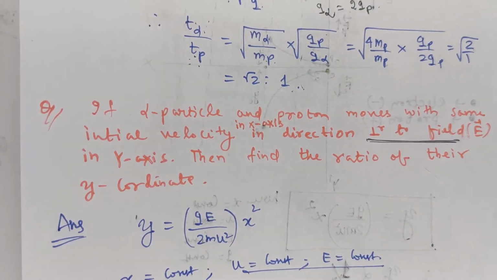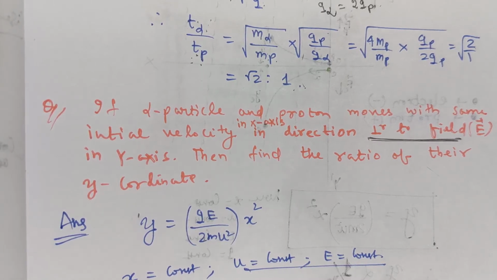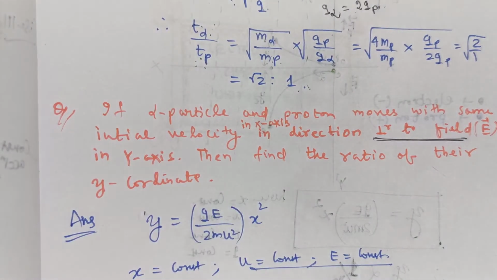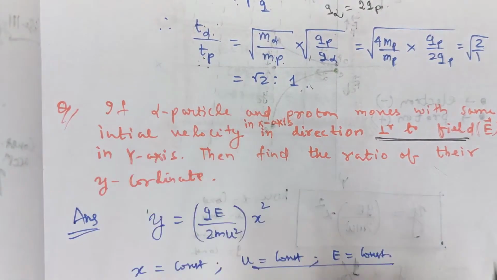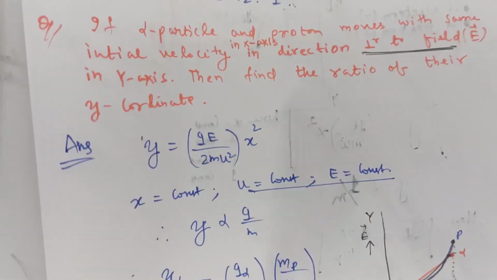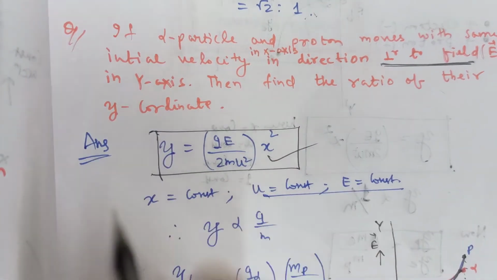Perpendicular to the field means you keep in your mind, here the charged particle will describe a parabolic path. The path will be the trajectory, and the electric field is along the y-axis. Then find the ratio of their y coordinate. That means we have to calculate the y deflection and y coordinate. This is the formula that we have discussed today.